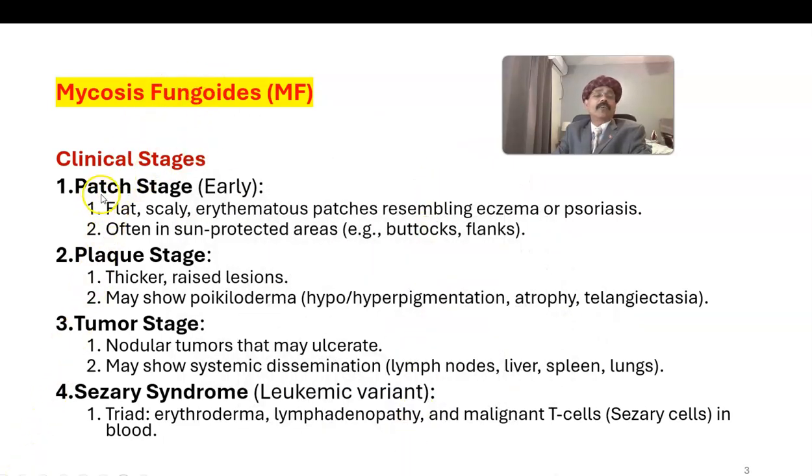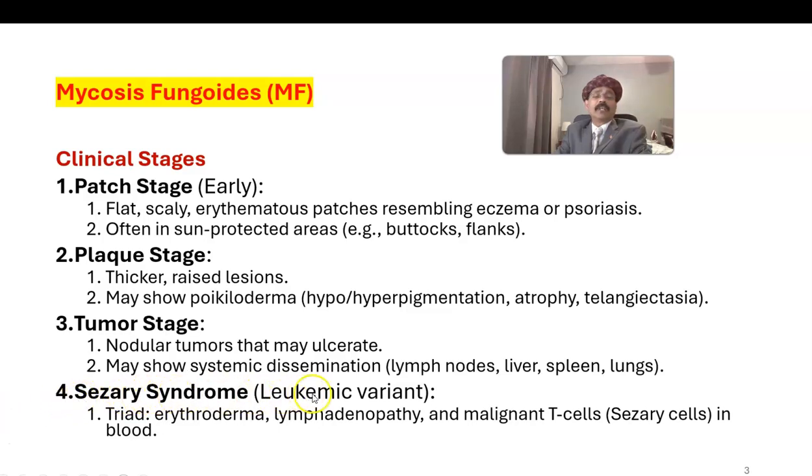Clinical stages. Patch stage, the earliest: flat, scaly, erythematous patch resembling eczema or psoriasis, often in sun-protected areas, that is, buttocks and flanks. Plaque stage: thicker raised lesions that may show poikiloderma, hyperpigmentation, atrophy, telangiectasia. Tumor stage: nodular tumor that may ulcerate, may show systemic dissemination to lymph node, liver, spleen, lung.